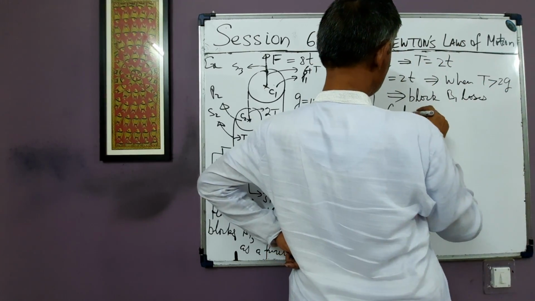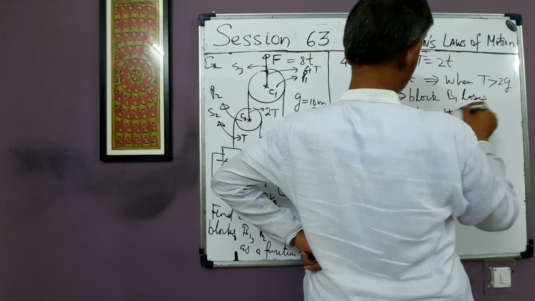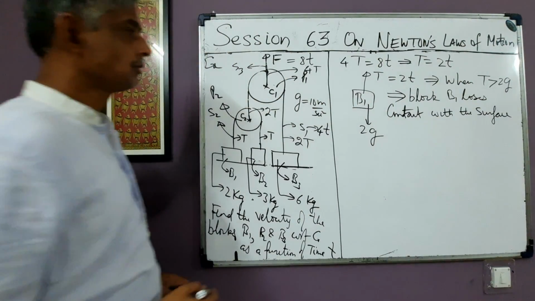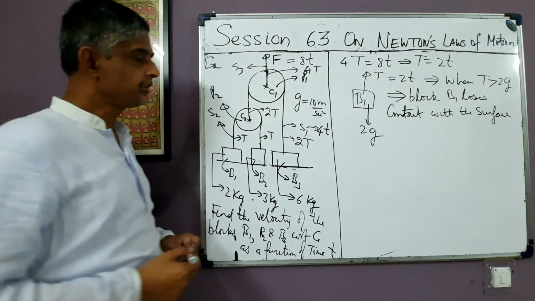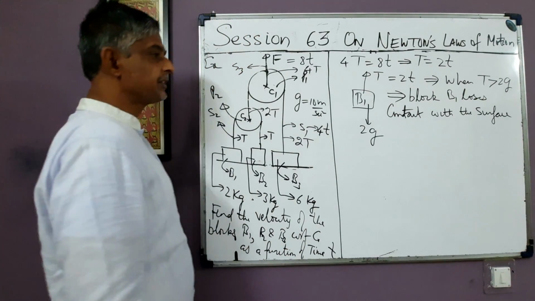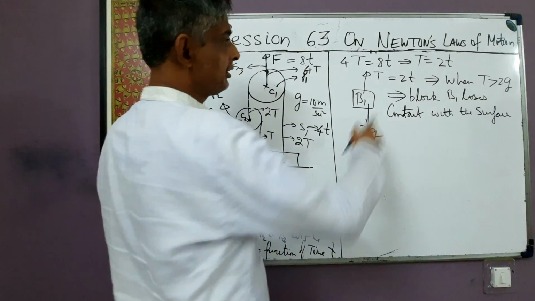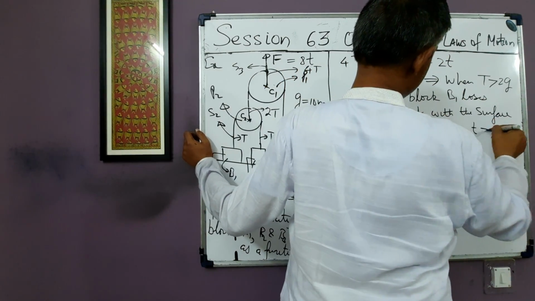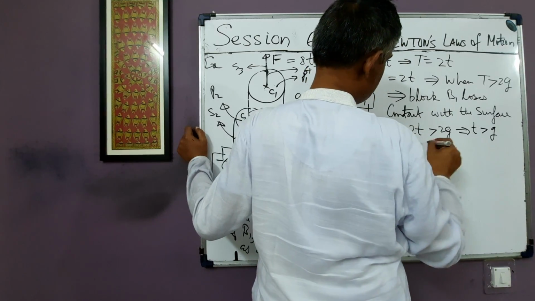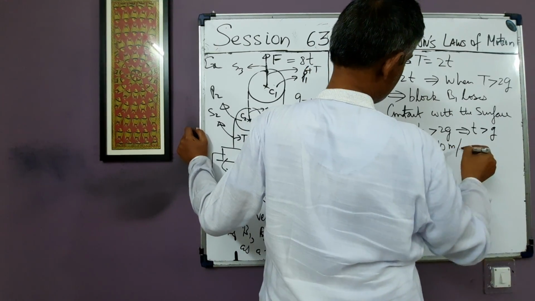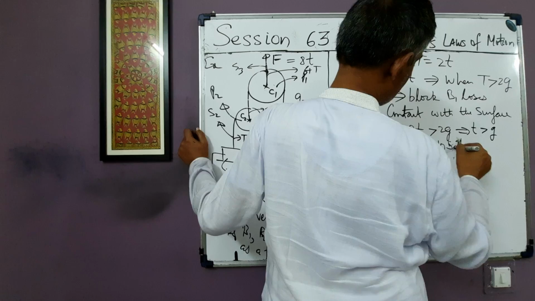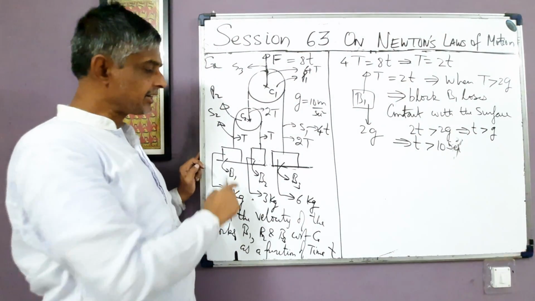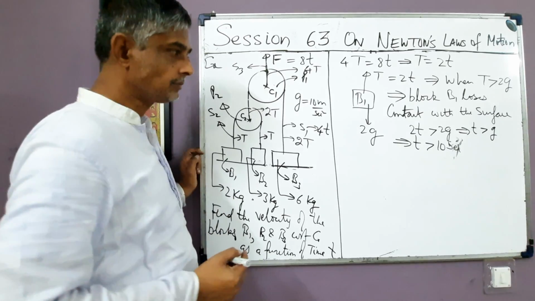Loses contact with the surface. Okay. When T is more than 2g, the block B1 loses contact with the surface. Now T is equal to 2t. So 2t exceeds 2g, meaning t exceeds g, that is t exceeds 10 meter per second square. t exceeds 10 seconds. When t exceeds 10 seconds, then block B1 loses contact with the ground surface.